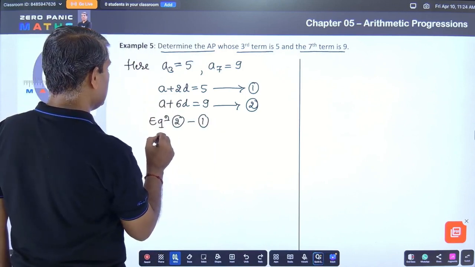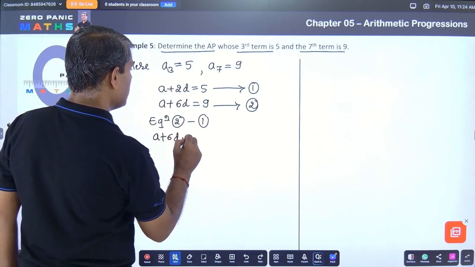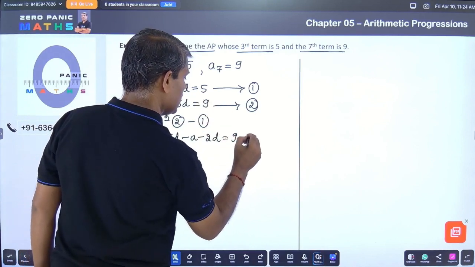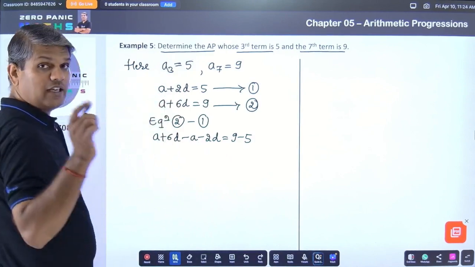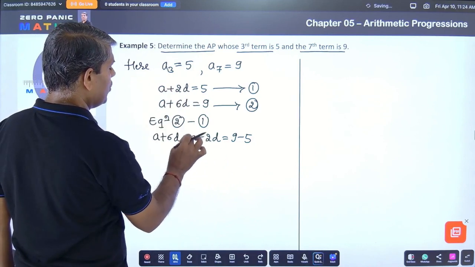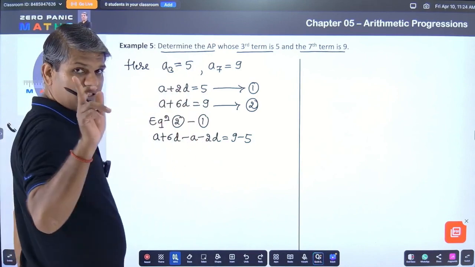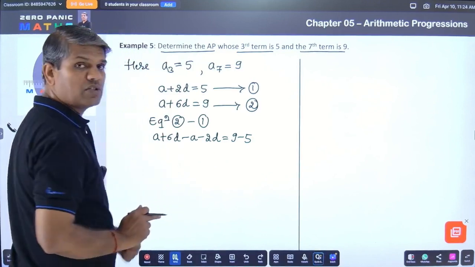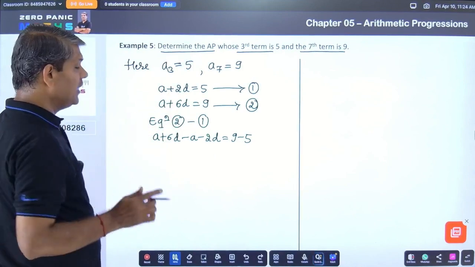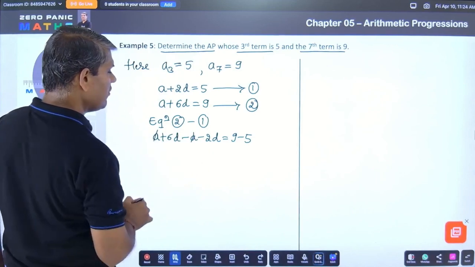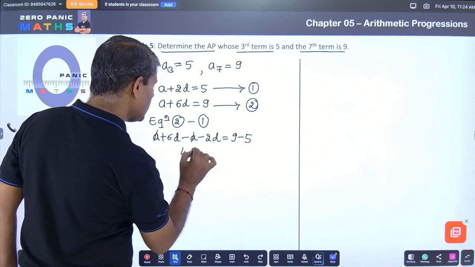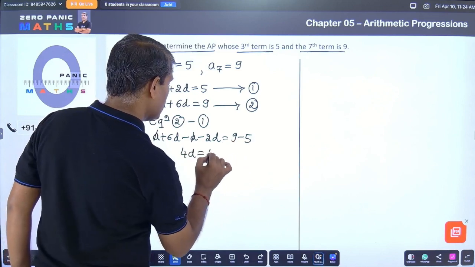So what it will give me is a plus 6d minus a minus 2d is equal to 9 minus 5. Left side minus I'm doing, and remember this carefully, since it is plus here, it will make both the terms minus. Remember this, you should not make any mistake here. Don't keep minus only to a and plus to 2d, it will not be that way. So a minus a will get cancelled, and 6d minus 2d will be 4d, and 9 minus 5 is 4.